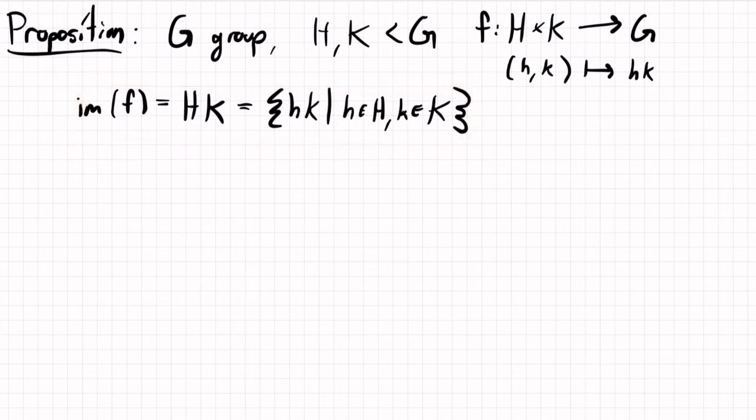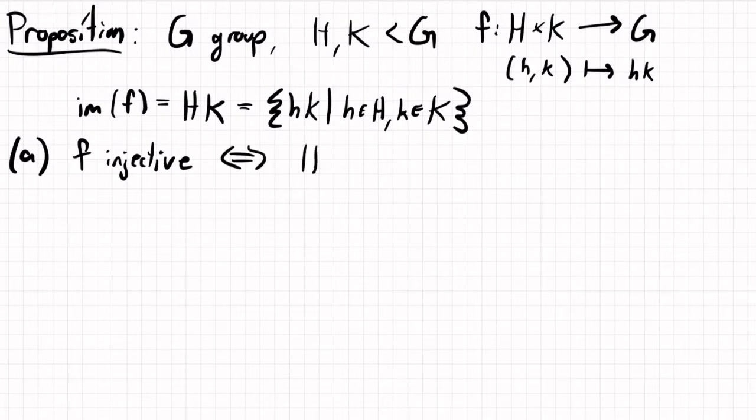Now, what the proposition actually says is there's 4 parts. Yeah, this is a little bit of a behemoth, but it's also very important. So F is injective if and only if H intersect K is E, the subgroup which is exactly the identity.